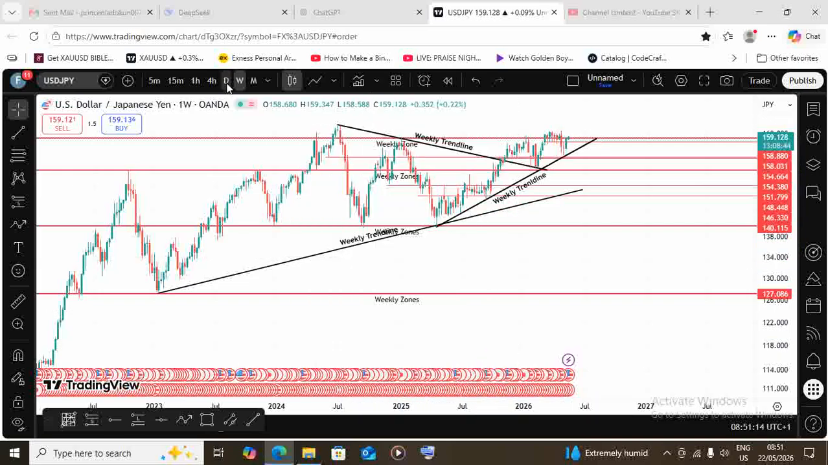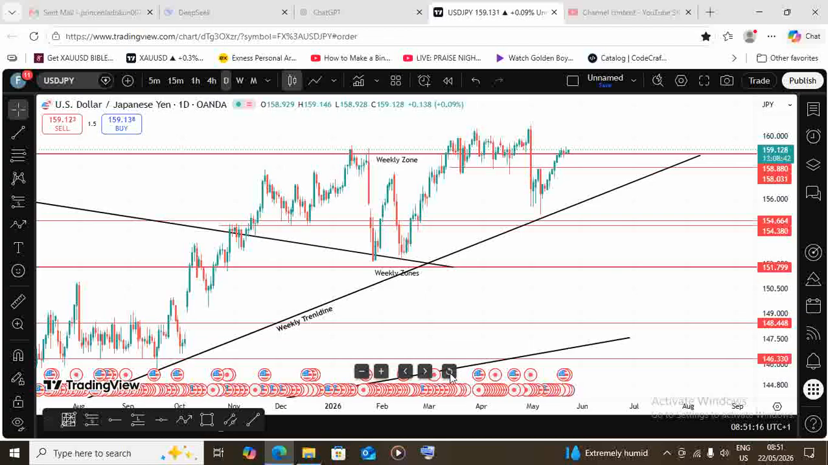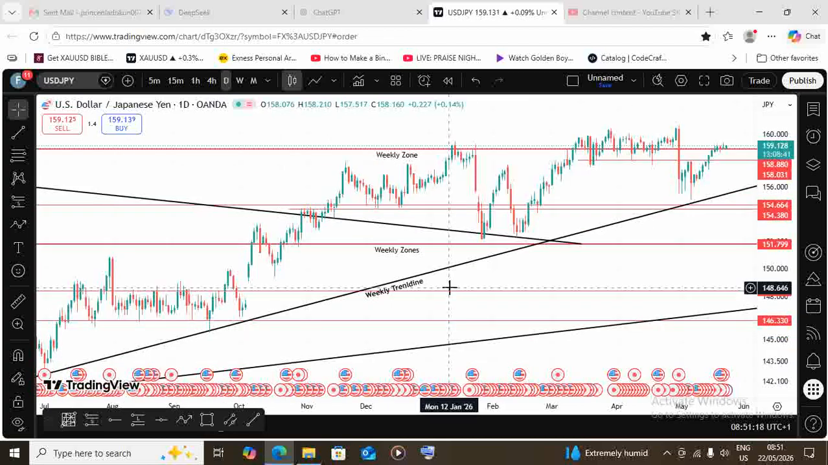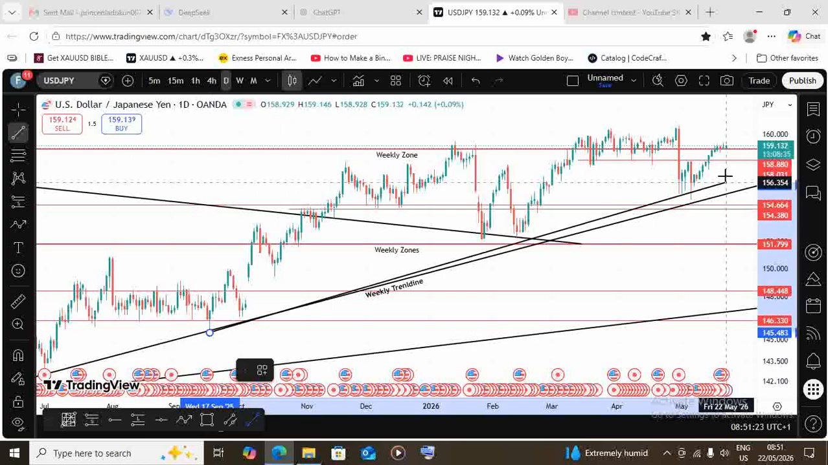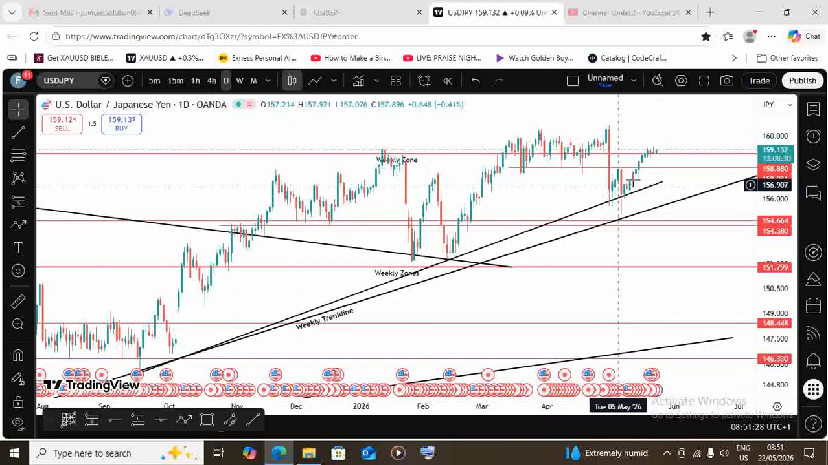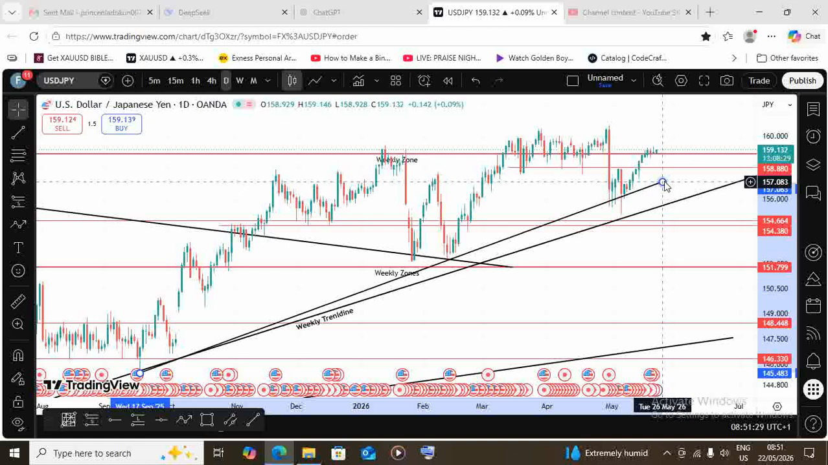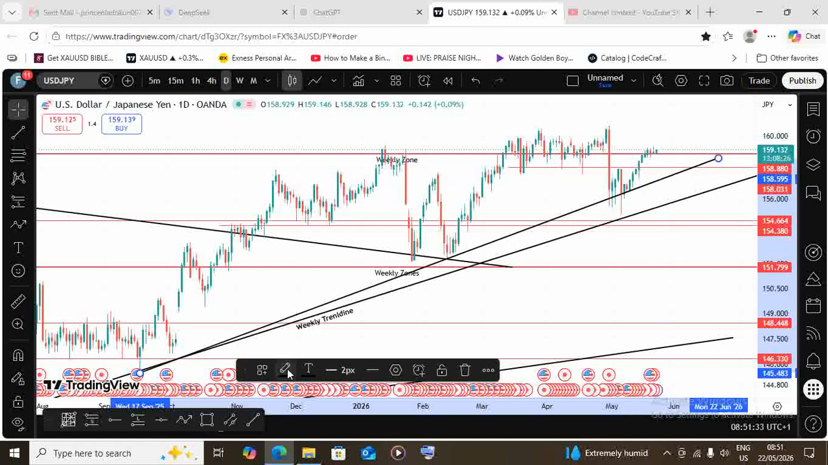So now let's go down to the daily time frame and see what we can see in regards to trend lines. So can we draw a trend line like this? Yep. The trend line is essentially a parallel of the weekly trend line, but it still functions as an independent trend line. So this is going to be our daily trend line.